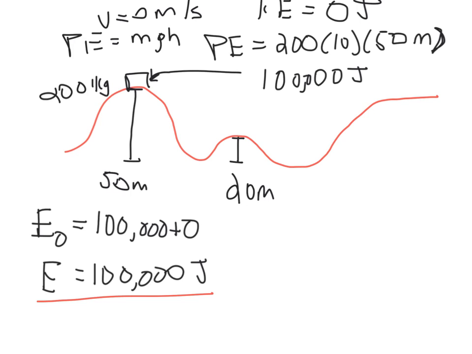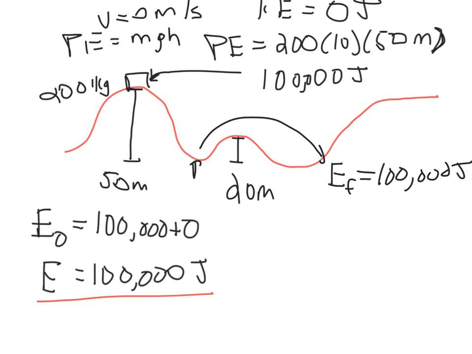So let's say I wanted to know my velocity down here at the bottom, not at any of these little hills, just at the very lowest point on our roller coaster. So at that point, my energy, and I'll call it energy final, but this is for the bottom of the hill, I should say. That energy final is still going to be 100,000 joules. Because there was no friction, these two numbers have to be the exact same.